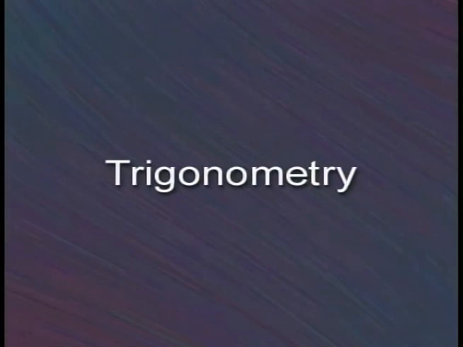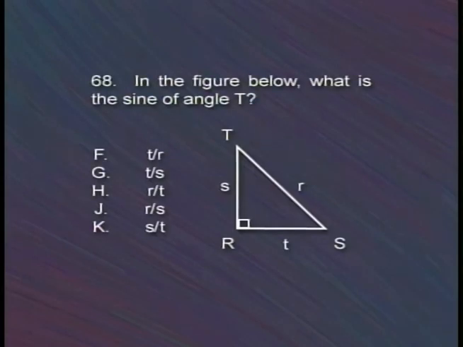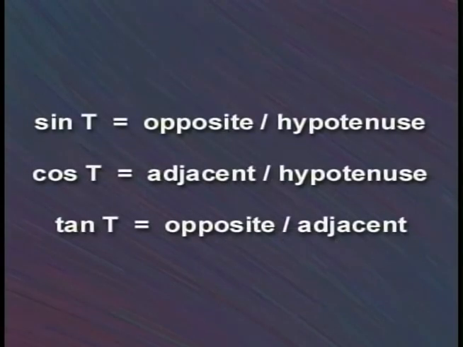Problem 68. In the figure below, what is the sine of angle T? The ACT requires that you know the definitions of the basic trigonometric relations. These definitions are as follows. Sine of angle T equals the opposite side divided by the hypotenuse. Cosine of angle T equals the adjacent side divided by the hypotenuse. And the tangent of angle T equals the opposite side divided by the adjacent side.